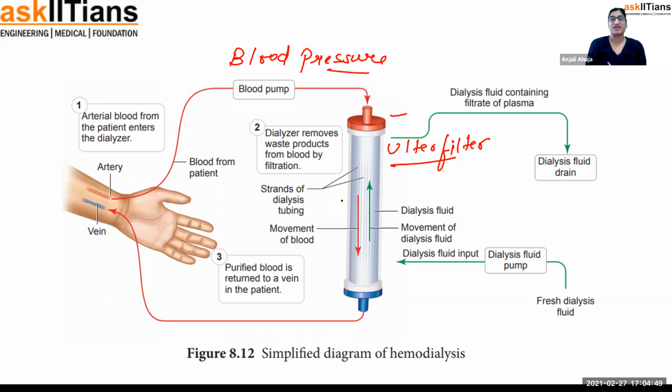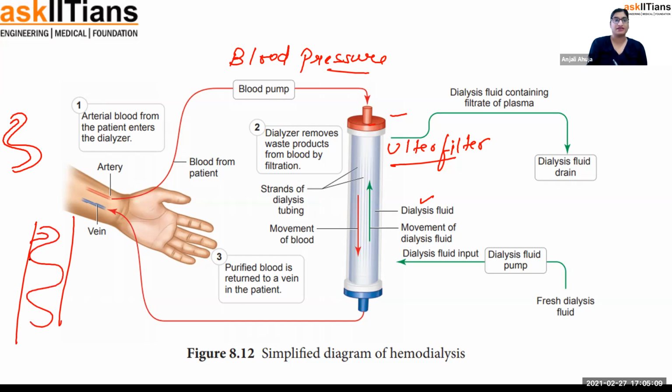And then the strands of dialyzing tube, and here the blood is moving. Simply saying, there are tubules present in the machine. Into the tube, blood is flowing, and the tube also has filters. So all the waste goes outside through the tube, and externally dialyzing fluid will be present. Suppose this is a machine, and here tubes are present, and blood is being filtered inside, and all waste products come outside and are mixed in the dialyzing fluid.